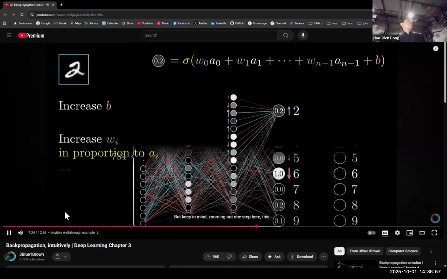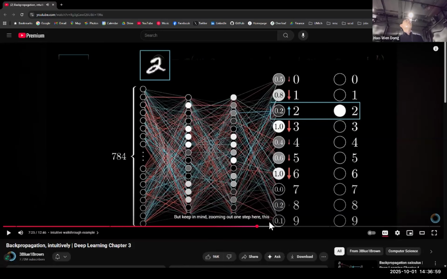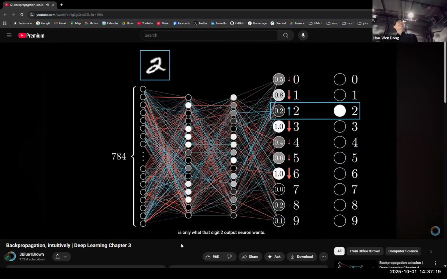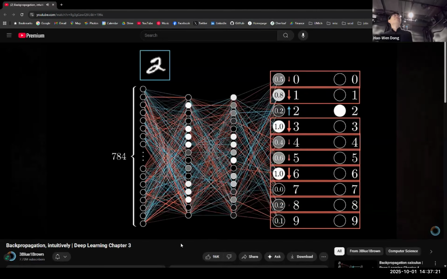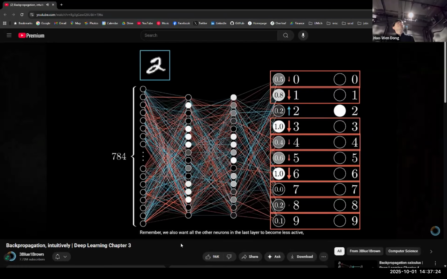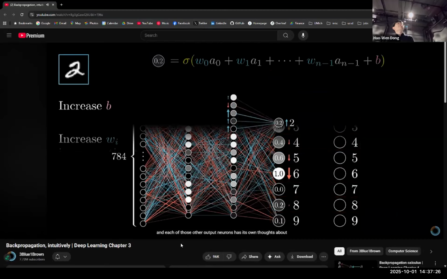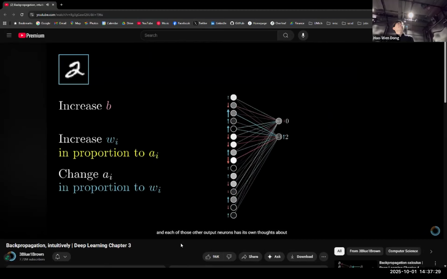But keep in mind, zooming out one step here. This is only what that digit 2 output neuron wants. Remember, we also want all of the other neurons in the last layer to become less active. And each of those other output neurons has its own thoughts about what should happen to that second to last layer.